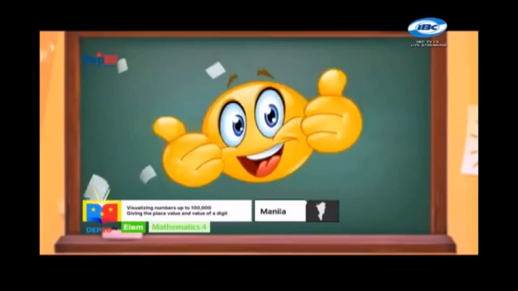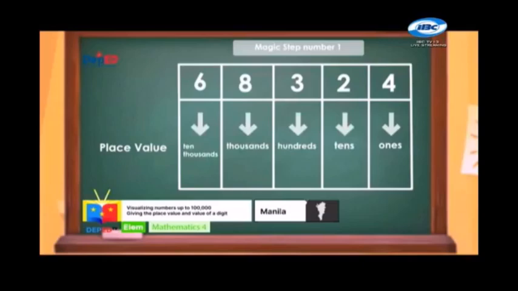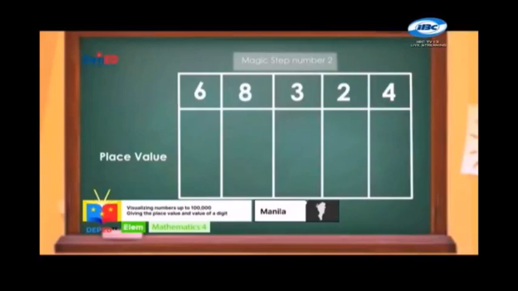Magic step number 1. Determine the place value of each number. Try it! Amazing! Ones, tens, hundreds, thousands, 10,000s. Magic step number 2. Make a table separating the place value of each number. Draw it! Let me see your drawing!